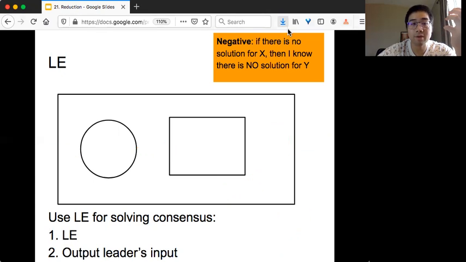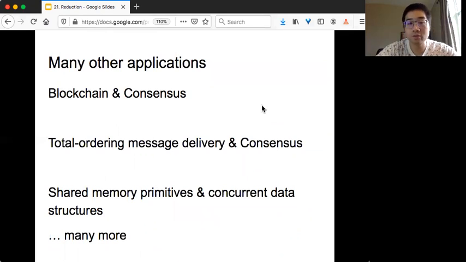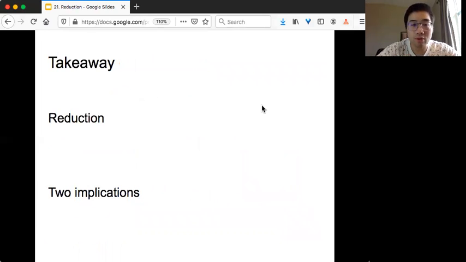And there are many applications of using reduction to figure out whether something is possible or impossible to solve in a distributed system, what kind of failure is possible, what kind of guarantee is possible, and whether I need to do some relaxation or not. For example, blockchain and consensus, total ordering message delivery and consensus, other shared memory primitives, and some concurrent data structures. Basically we use all kinds of reductions to show that something is possible or impossible. Okay, that's all I want to talk about today: the idea of doing reduction.